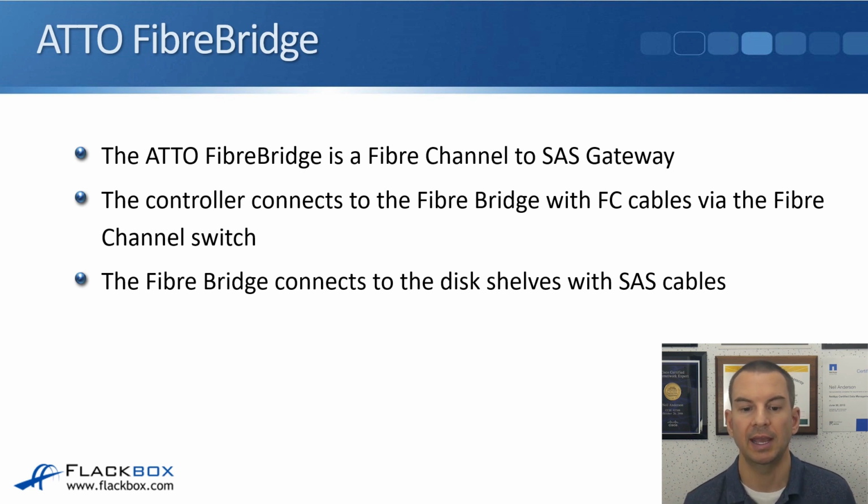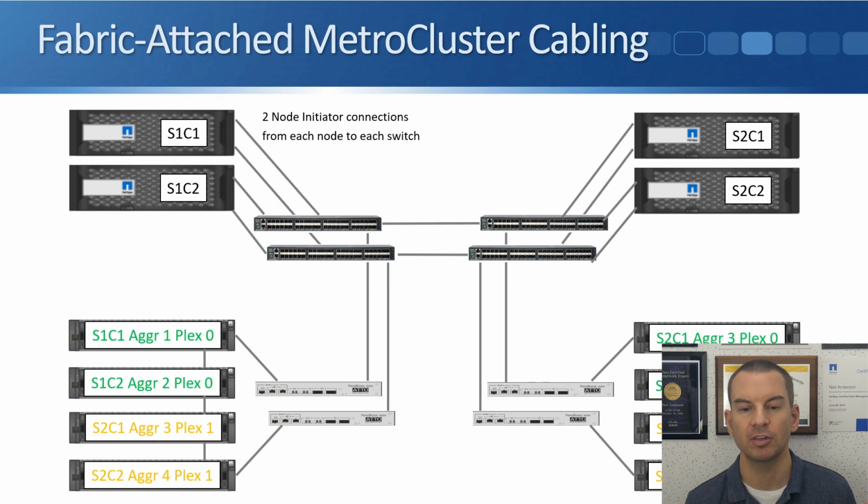The controller connects to the Fibre Bridge with Fibre Channel cables via the Fibre Channel switch, and then the Fibre Bridge connects to the disk shelves with SAS cables. So let's see how that works. So now we're looking at a diagram of a 4-node Fabric attached MetroCluster configuration. So you can see here we've got Site 1 Controller 1 and Site 1 Controller 2. In Site 1, they are connected to 2 Fibre Channel switches in Site 1. We put in 2 switches for redundancy.